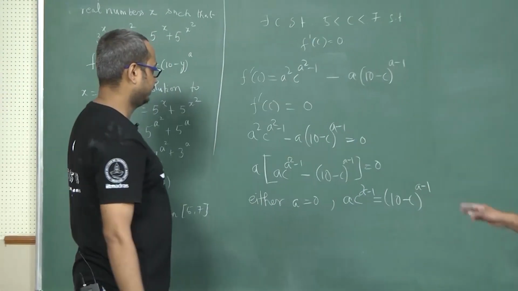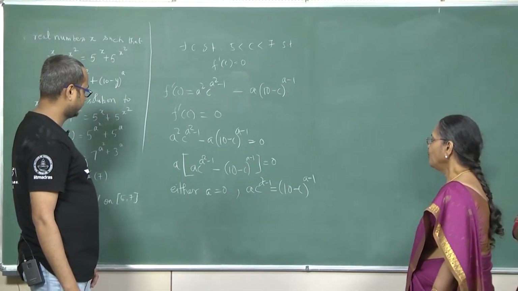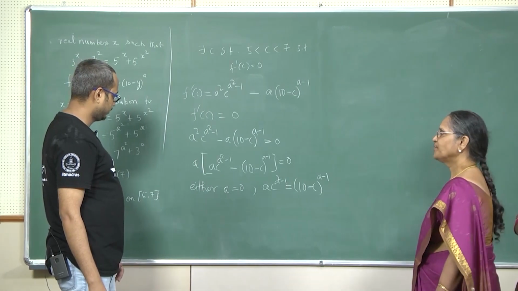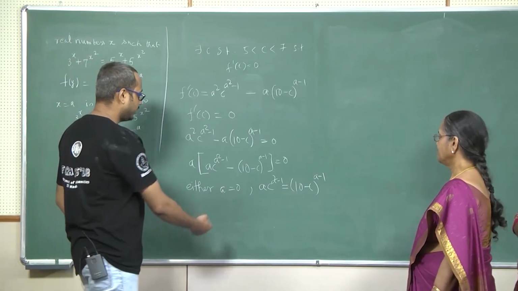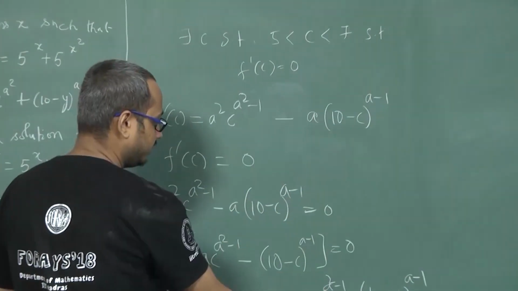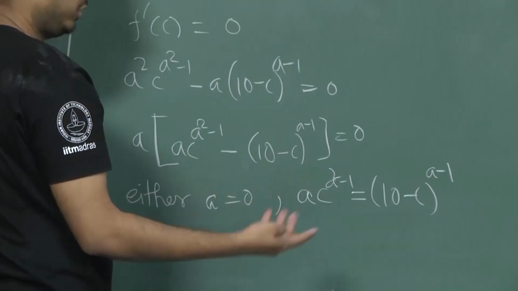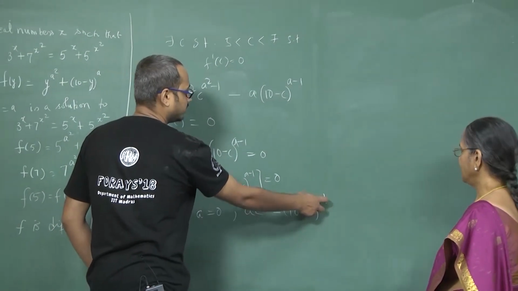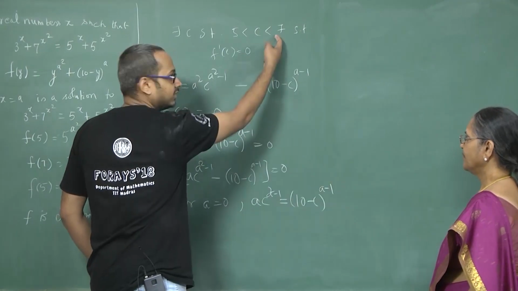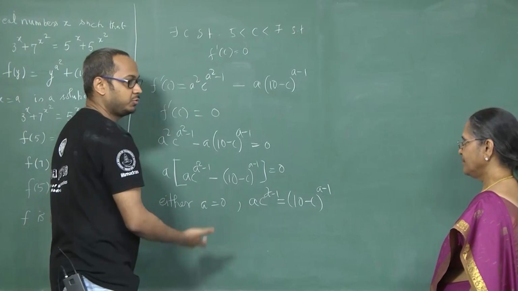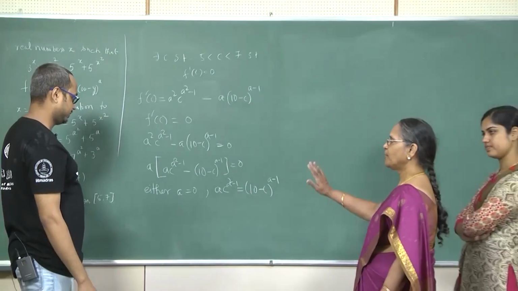So from this, can you show that a must be positive? Yes, a should be positive because c is a positive number between 5 and 7. So c power a squared minus 1 anyway will be positive. 10 minus c also will be a positive number because c is less than 7. So this is positive, this is positive, hence a has to be positive.